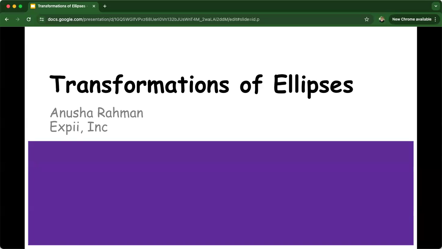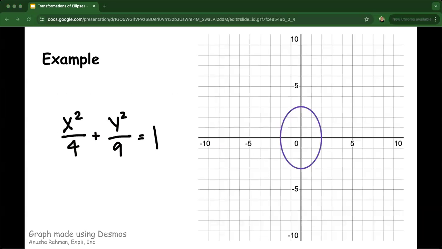In this lesson on ellipses, we will learn about the various types of transformations of ellipses. For each transformation, we will start with this example ellipse. This ellipse is centered at the origin. The length of the semi-major axis is 2, and the length of the semi-minor axis is 3.